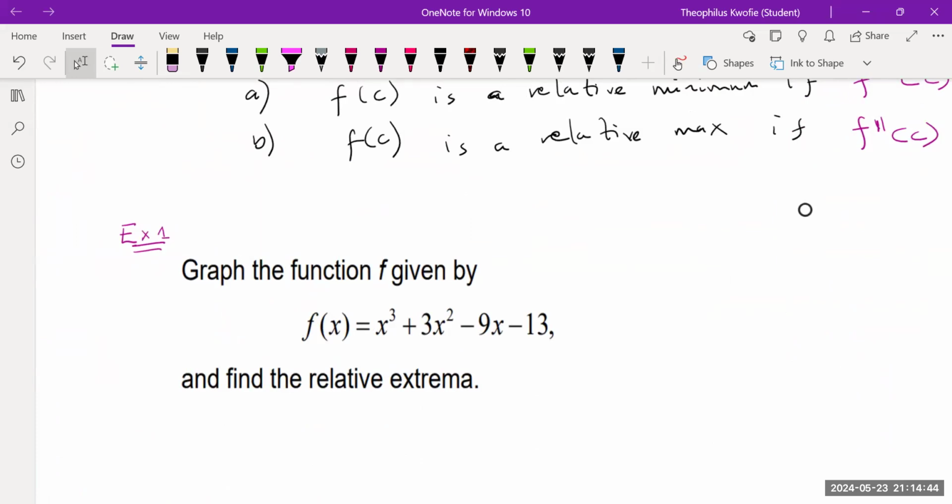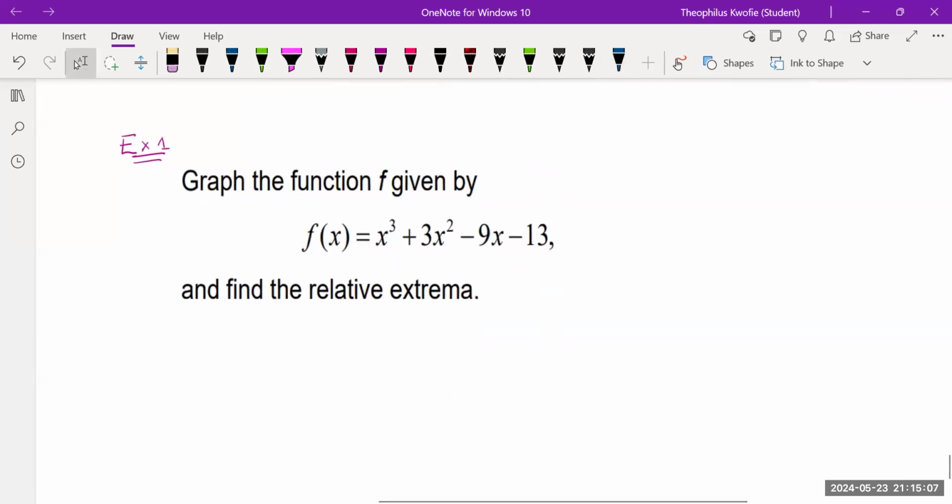Given the function f of x as this, how do you find the relative extrema? I mentioned that extrema is a collective name for maximum and minimum. So let's take note of that. All right. So how do we solve this?